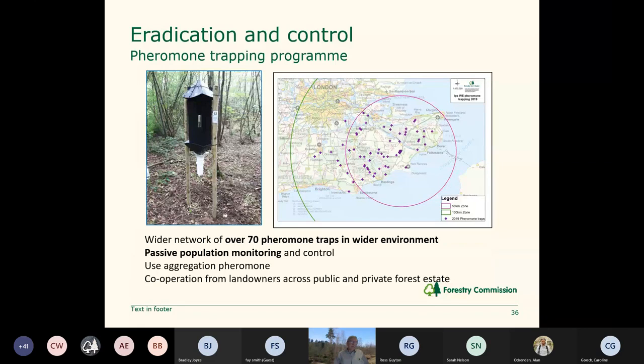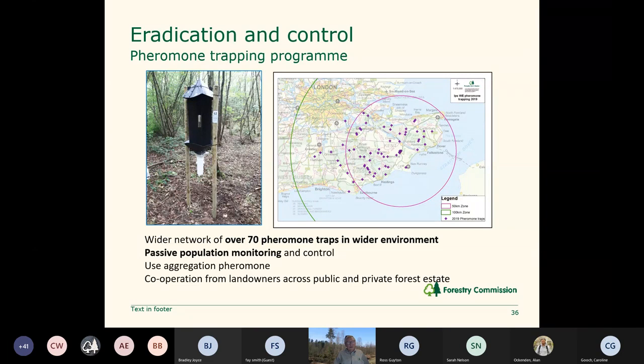This is a picture of the pheromone lure, which is a funnel trap baited with the pheromone that sits in here. The beetles fly in, hoping for a party, drop down here and are captured in a glycol solution here, which is checked and emptied twice monthly on a fortnightly cycle.